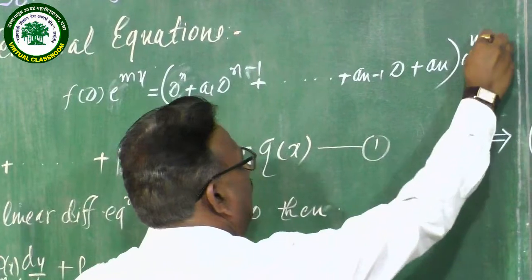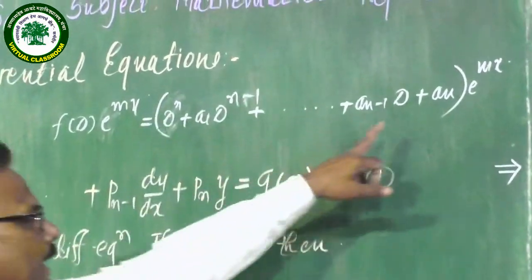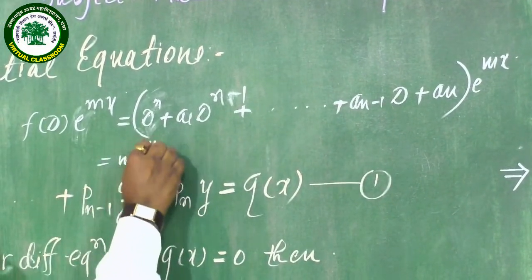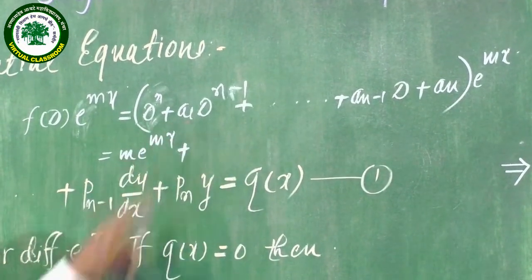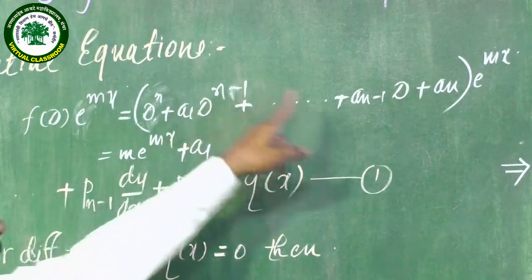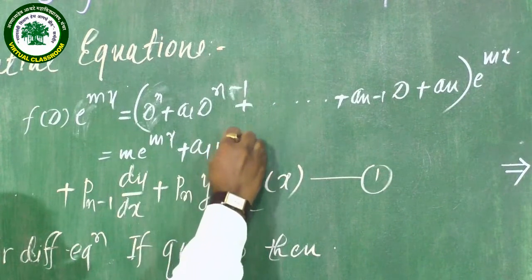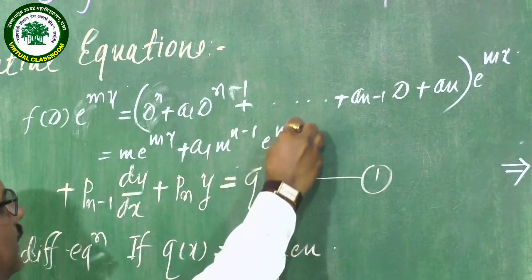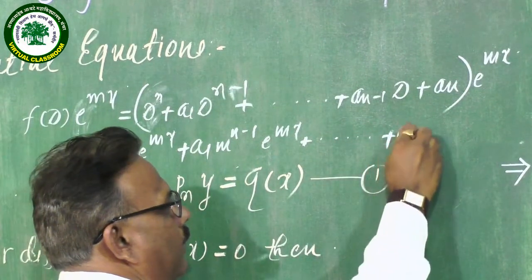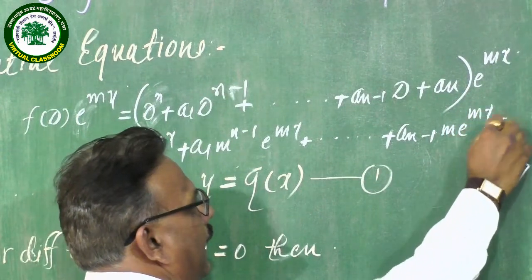What will happen here? Here D means a derivative. D^n, the nth derivative of e^(mx), is m^n e^(mx), plus a1, which is a constant and remains as it is, and the (n-1)th derivative of e^(mx) is m^(n-1) e^(mx), and continuing in this way, this equation will be converted to a new form, m into e^(mx), and lastly an.